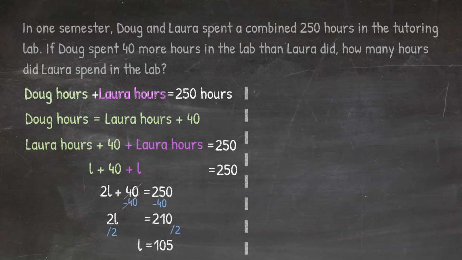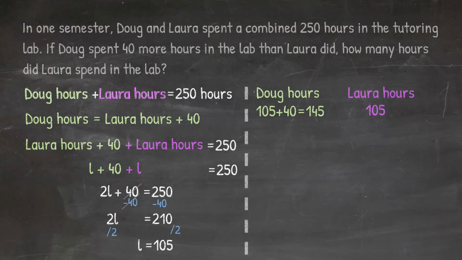To check our answer, let's now go back and try to define the number of hours that Doug spent in the lab, and that equals 105 plus 40, or 145. We already know that Laura spent 105. And if we add the two, we should get 250. And we do, because 145 plus 105 equals 250. So our final answer is 105, and we're very comfortable with this answer.